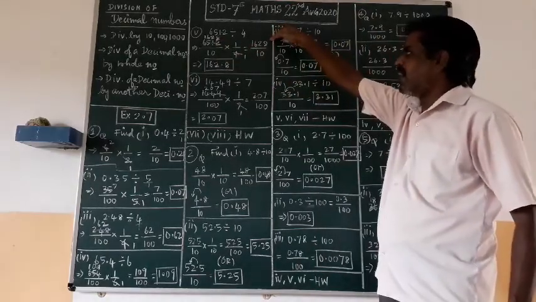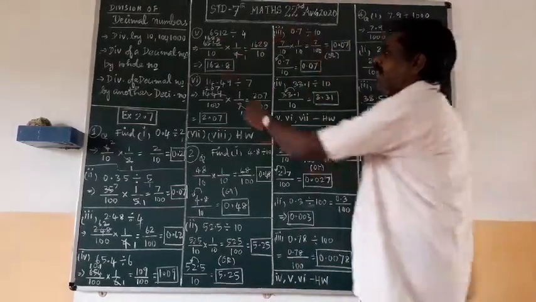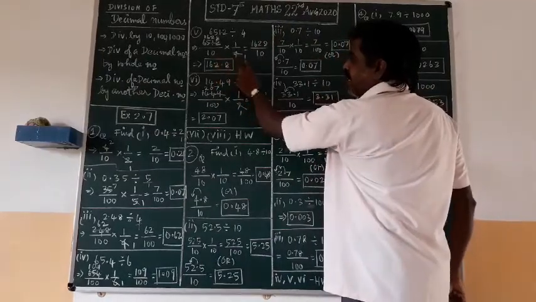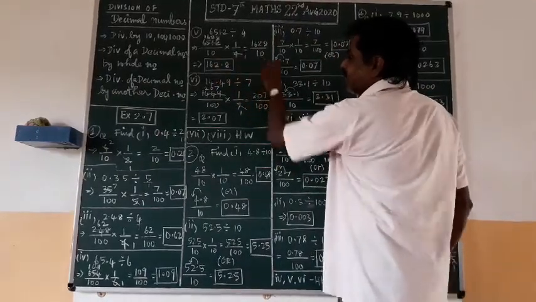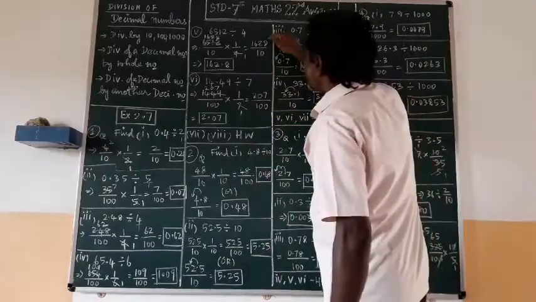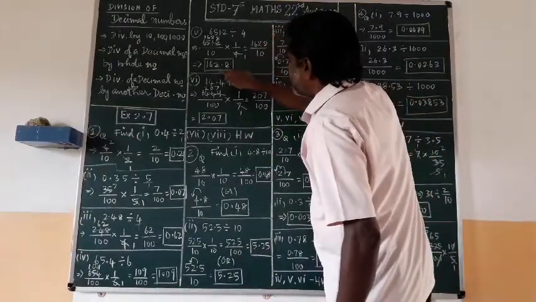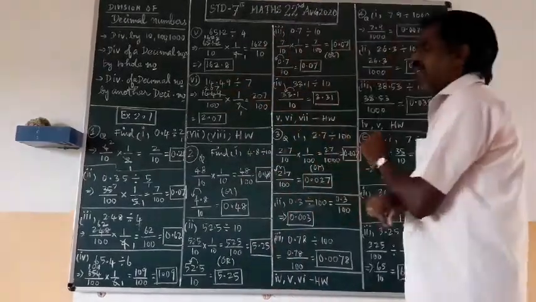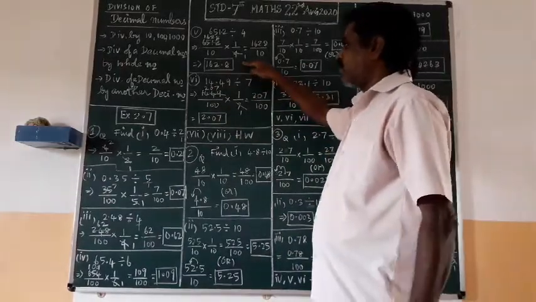1628 into 8, we are getting 1628, and the denominator we are getting 10 into 1 directly, 10. So here 10 is there, 1 digit you have to move. So from the last 1 digit you move and put 1 point. So 162.8 is the answer for the fifth problem.